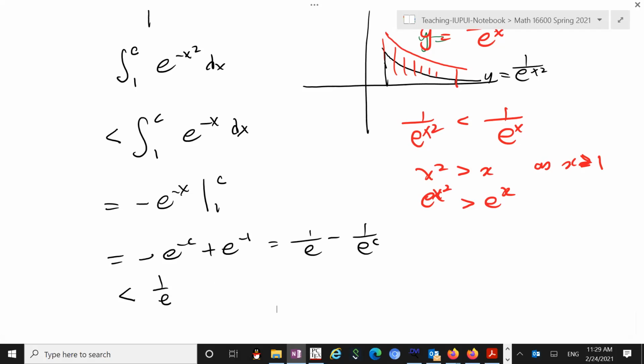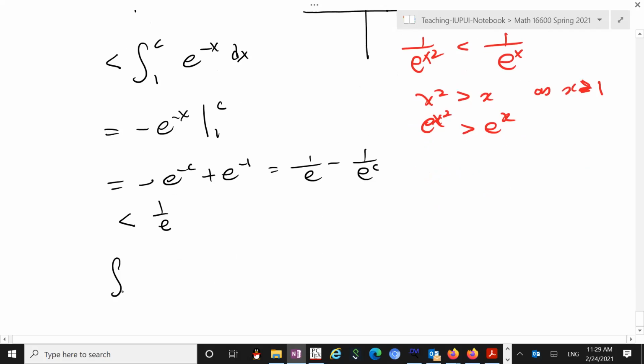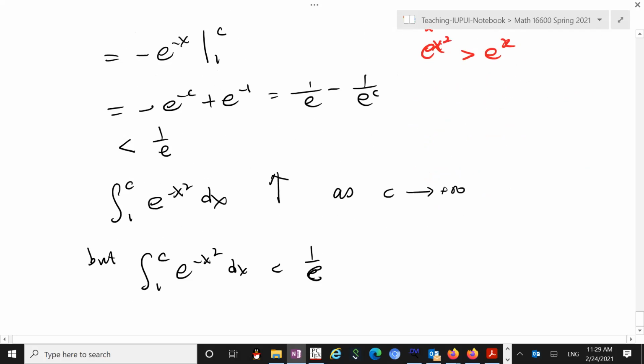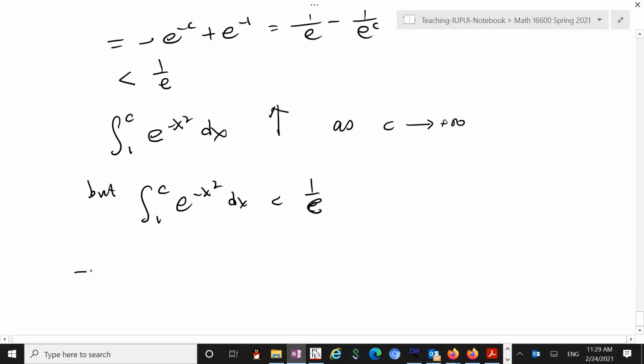So this function is increasing, but this integral is increasing as c goes to infinity. Okay, but this function is bounded by this number. So you conclude that not only can you say it's finite, you can also say that this is less than 1 over e. Okay.